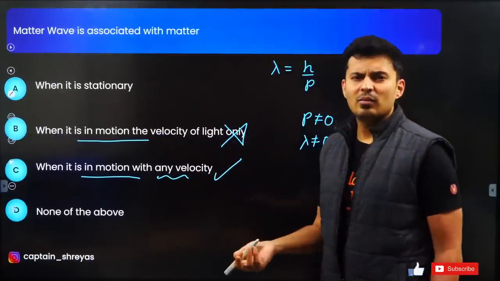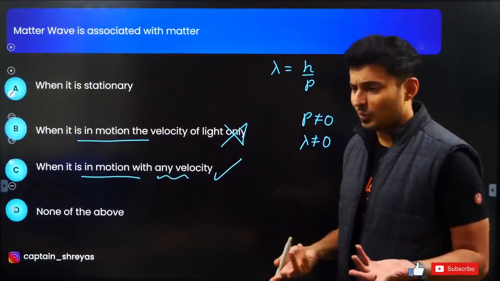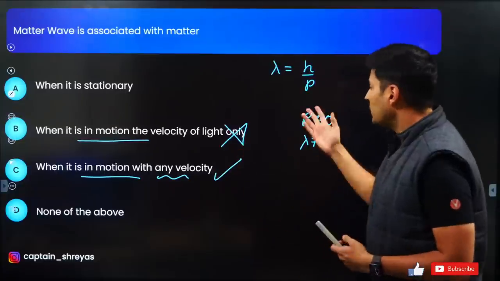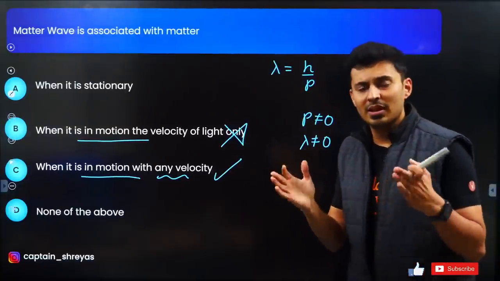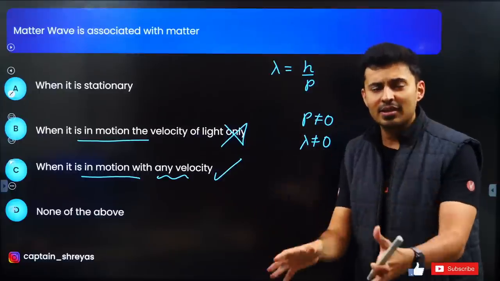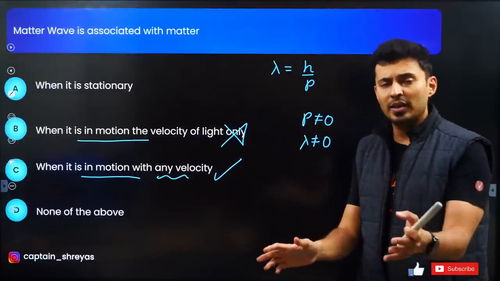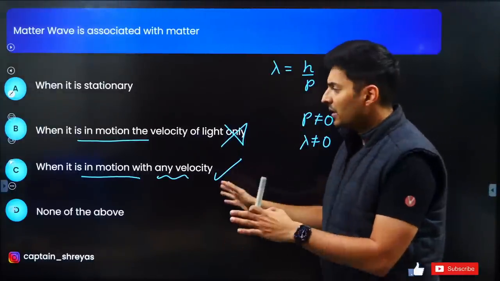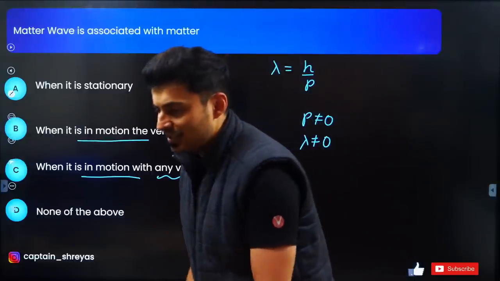Why light? What has light got to do with anything? Nothing. So it need not move with the speed of light. Even if it moves with 3 meters per second, 5 centimeters per second, 100 kilometers per hour, any velocity, it's okay. All right. So hence the answer is C.